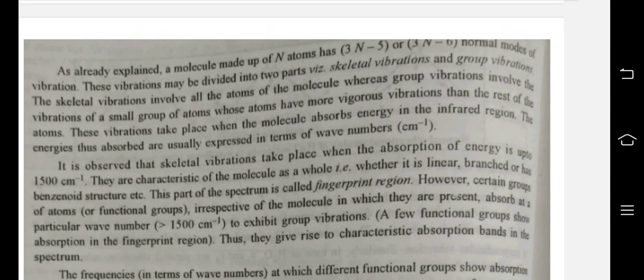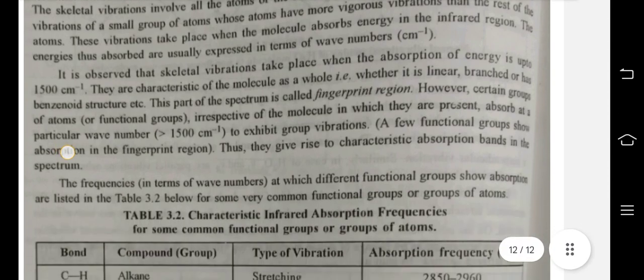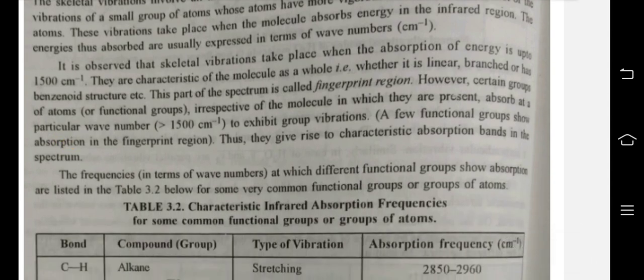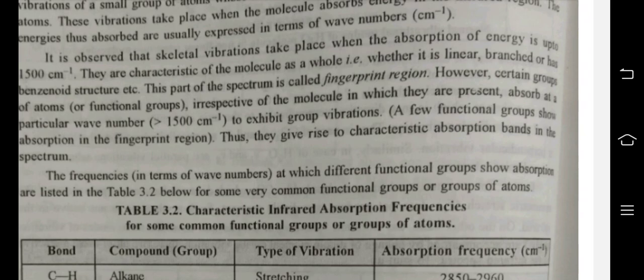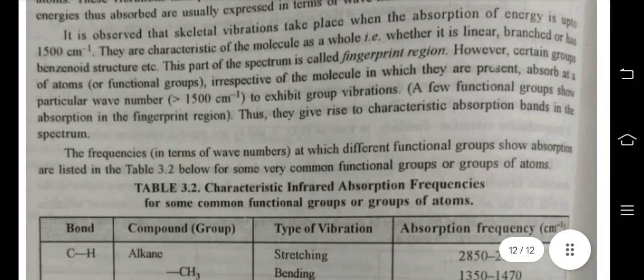These vibrations take place when the molecule absorbs energy in the infrared region. The energy thus absorbed is usually expressed in terms of wave number, centimeter inverse. It is observed that skeletal vibrations take place when the absorption of energy is up to 1500 centimeter inverse. They are characteristic of the molecule as a whole, that is, whether it is linear, branched, or has a ring structure. This part of the spectrum is called the fingerprint region.